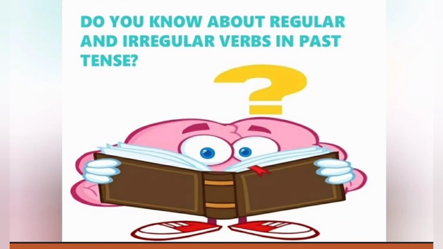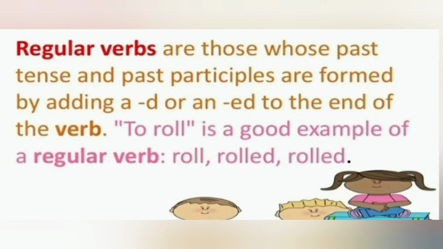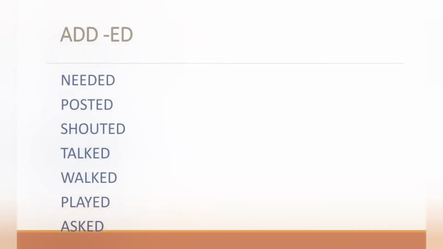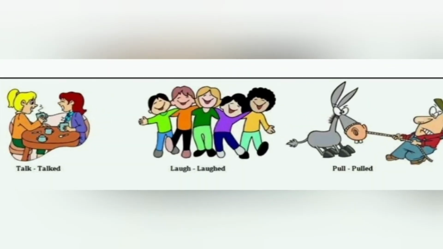Do you know about regular and irregular verbs in past tense? Most verbs are regular verbs. Regular verbs are those whose past tense and past participles are formed by adding a D or an ED to the end of the verb. To roll is a good example of a regular verb. Roll, rolled, rolled. Let's see some more words that end with ed. Needed, posted, shouted, talked, walked, played, asked. Let's see some words that end with D. Moved, loved, danced, closed, arrived. Talk, talked, laugh, laughed, pull, pulled.